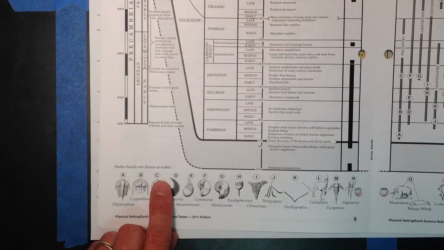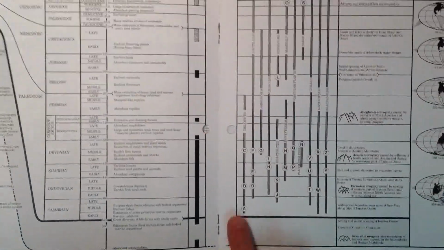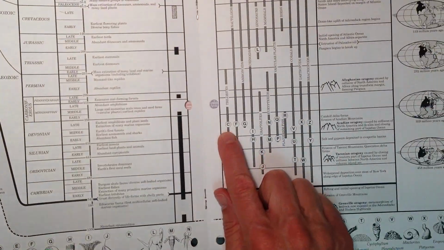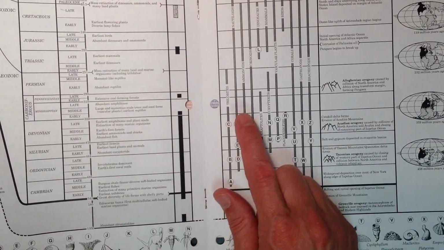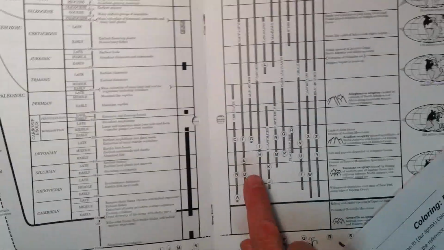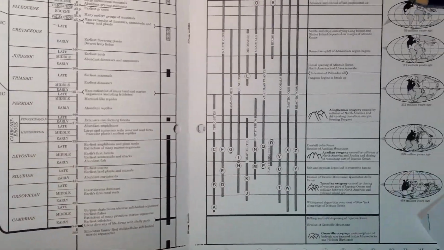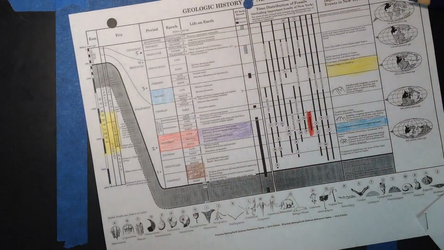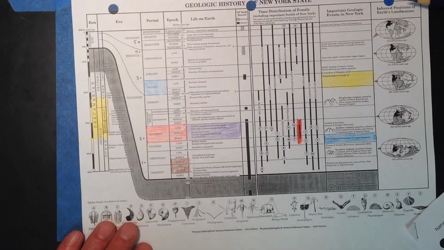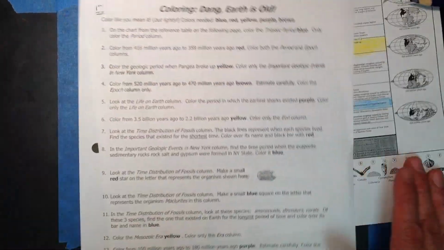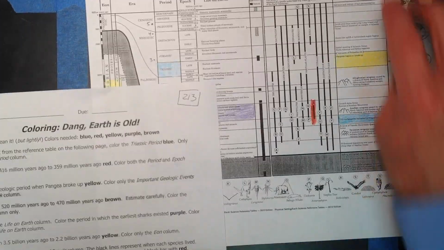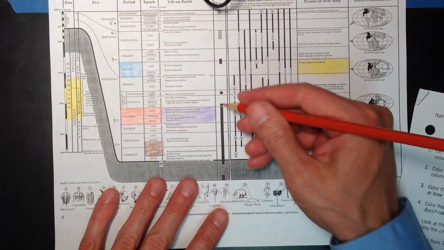Where are you going to find that? Look, the letter is key. You would find that right there. So that is when that organism lived on Earth, during the Devonian period. And then, let me see, what am I doing here? I'm doing something with red, I think. A red star on it. I'm making a red star on it.